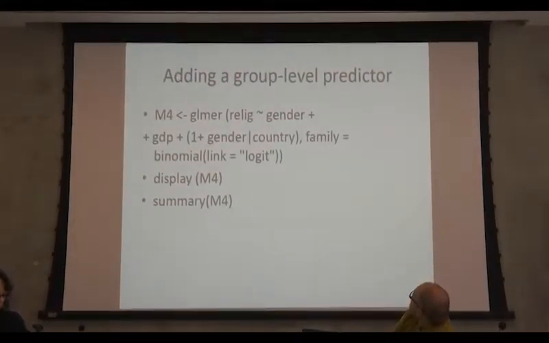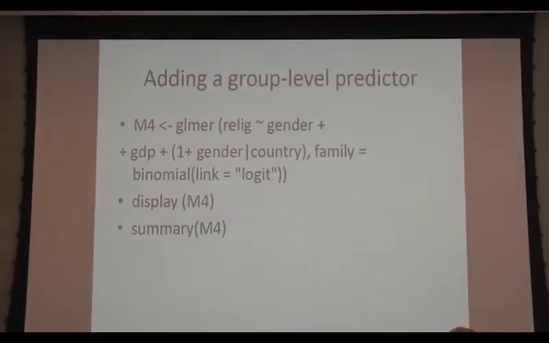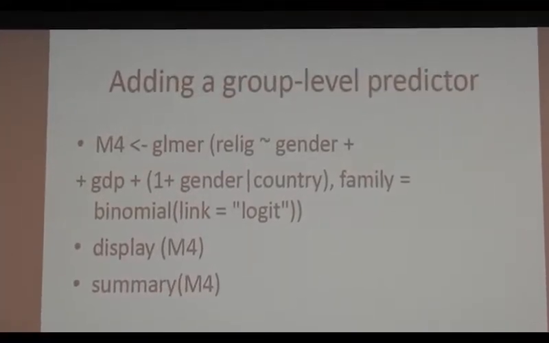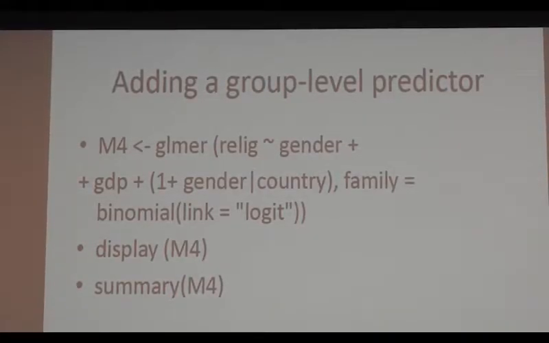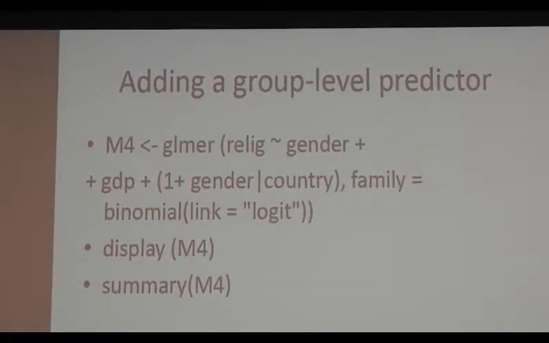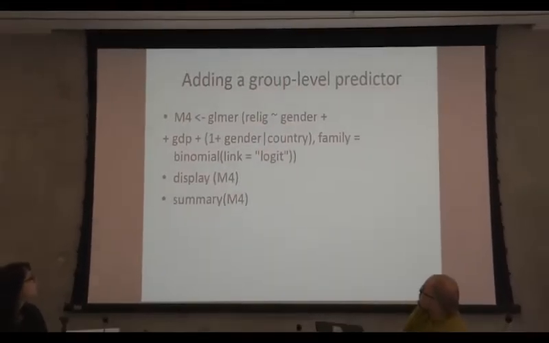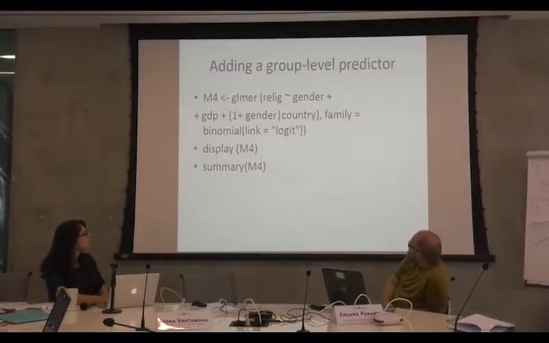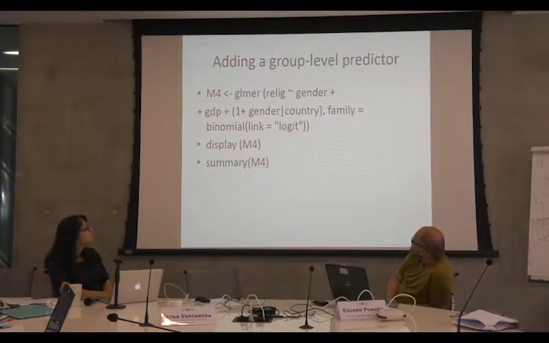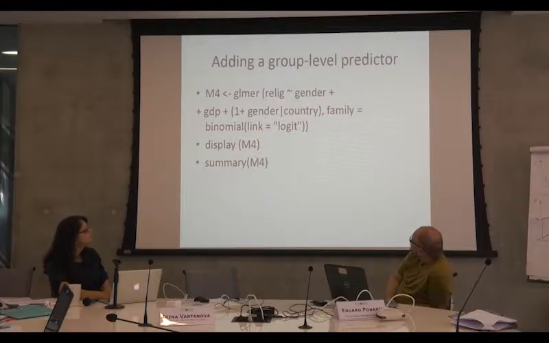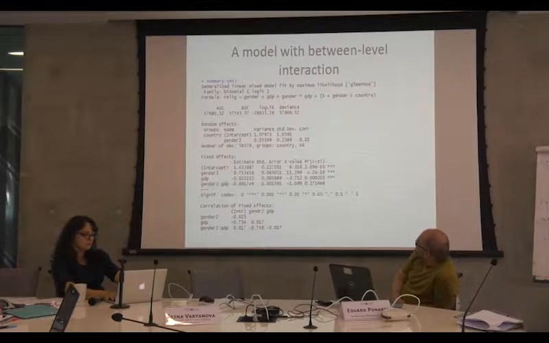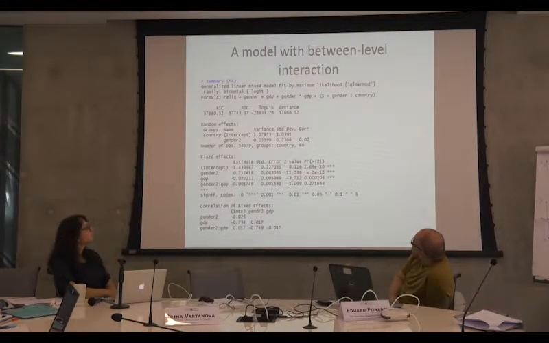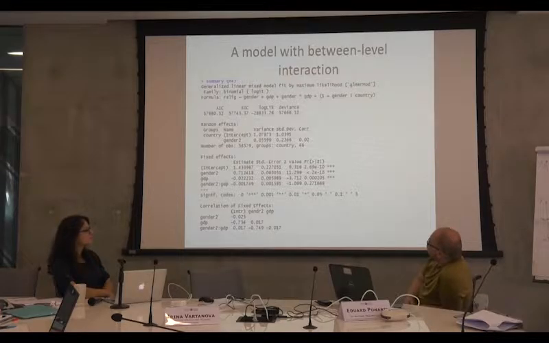Finally, there's a group level predictor model where we have gender and GDP. Now, GDP is the country level variable. It's GDP per capita, of course, which indicates how rich the country is. And then, again, intercepts and gender slopes are allowed to vary by country. And we display and summary. And let's look at the output. So this is the output for the summary.